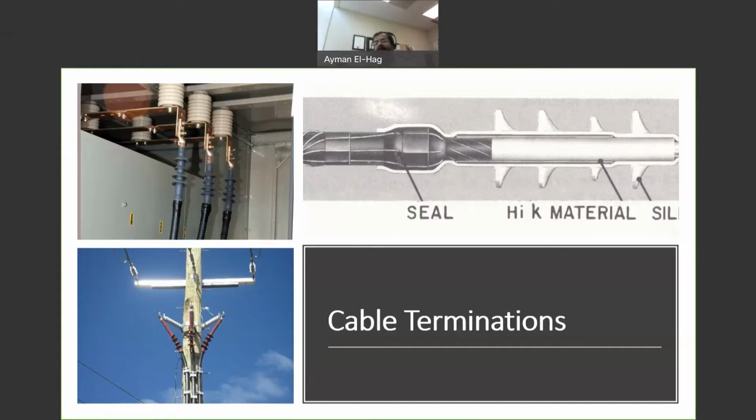These sheds are for protection and to increase the creepage distance, but have nothing to do with the cable termination stress grading material, which is the main component of the cable termination, and we'll see why we need this stress grading material. Then the inner part of the cable termination has the stress grading material that we cannot see here. When you look at these photos, we cannot see the stress grading material. It is under the outer part of the cable termination.